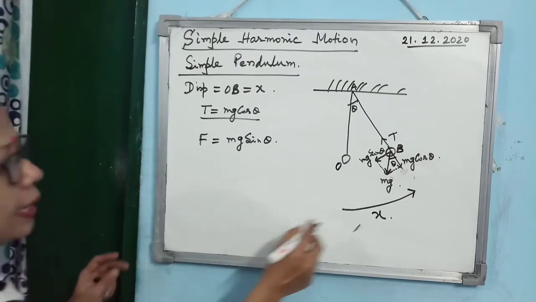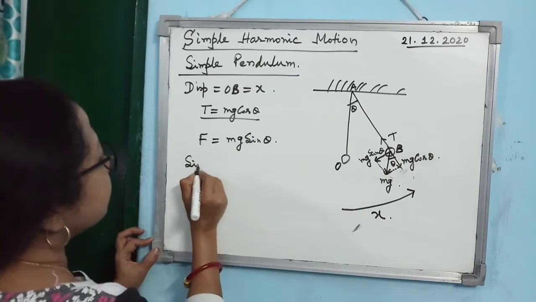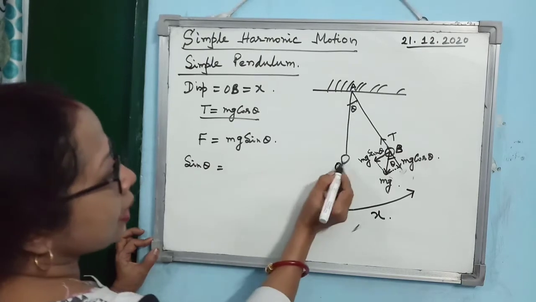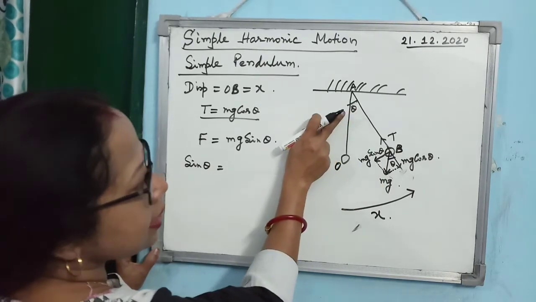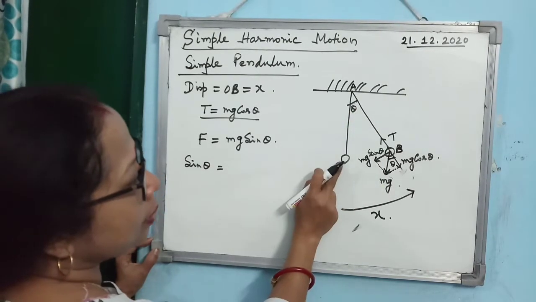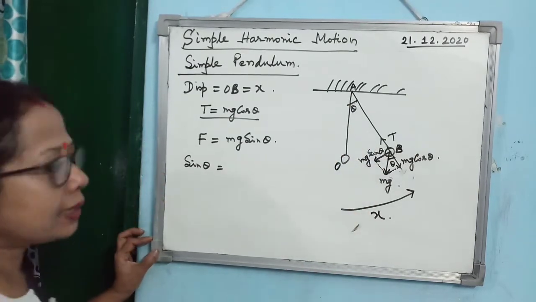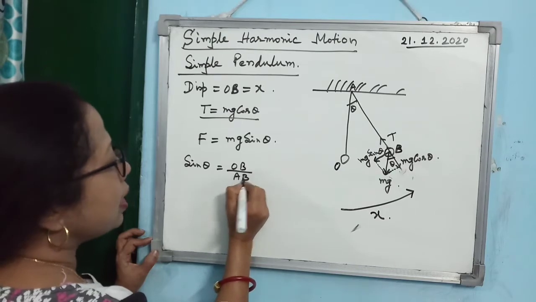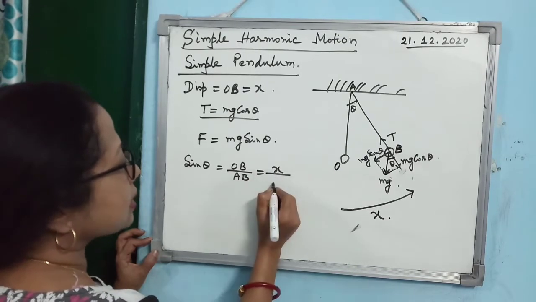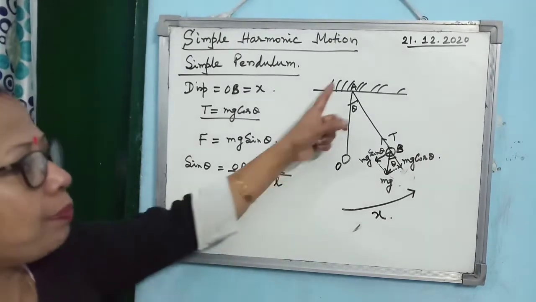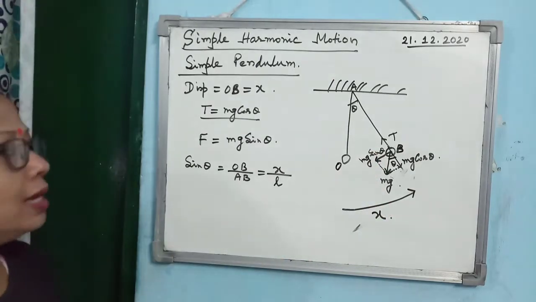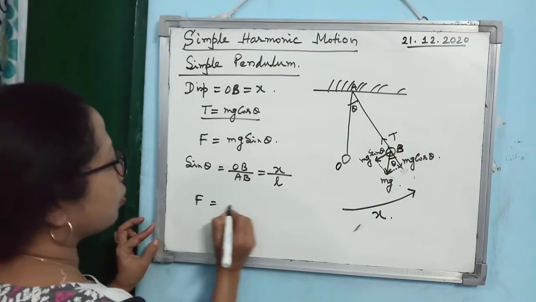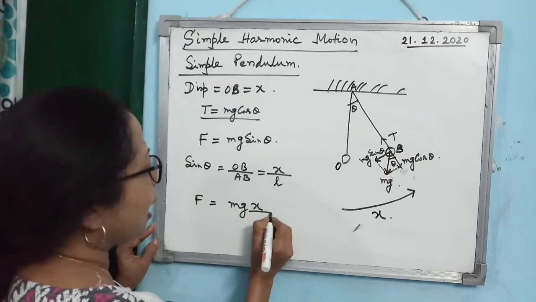Now you can write what sin theta is. This angle is theta, so sin theta will be OB by AB, isn't it? So you can write it as OB divided by AB. OB is the displacement x and AB is the length of the pendulum, so that is L. So you can write F is equal to mg x by L.